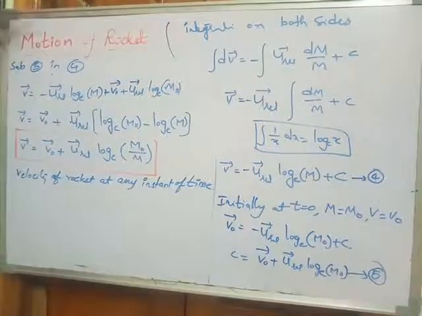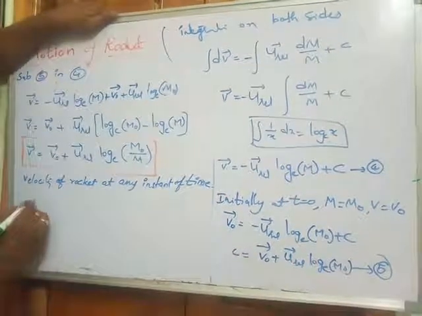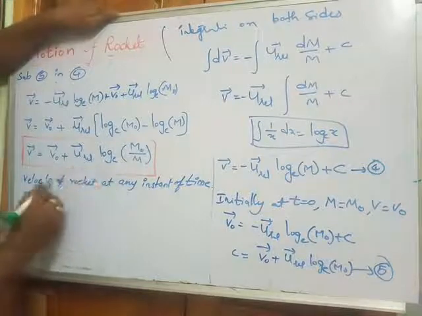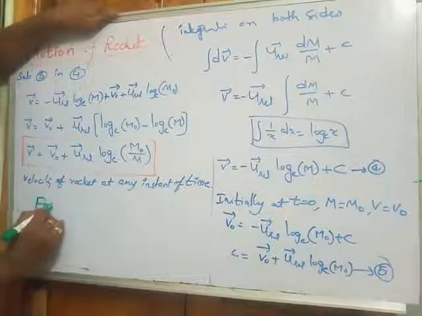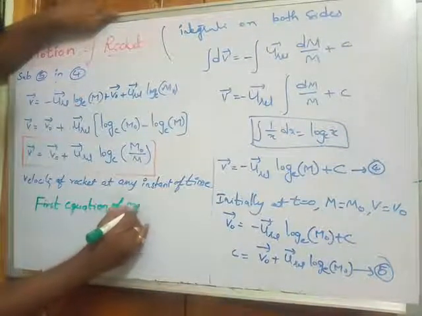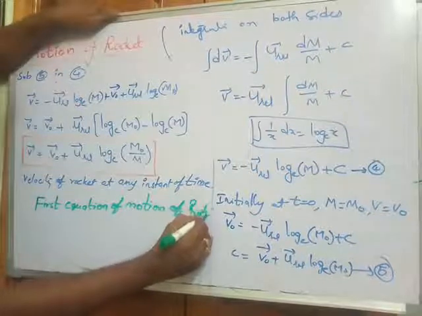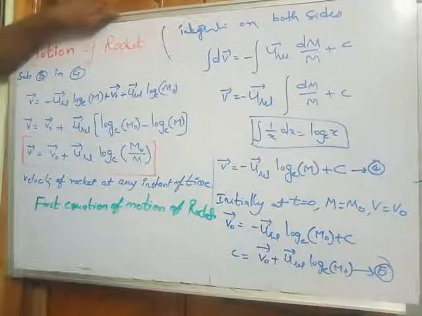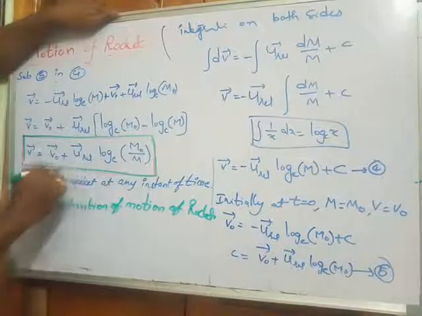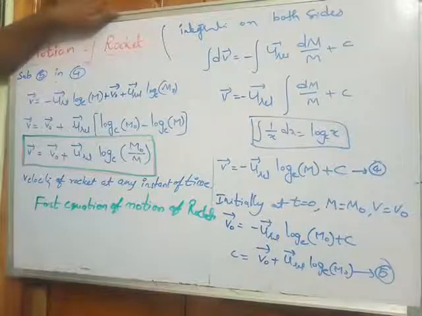Now this equation is also known as the first equation of motion of rocket. So a very important formula. This is the velocity of the rocket at an instant of time in the absence of external force.